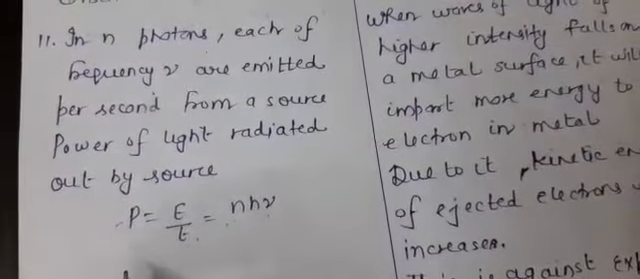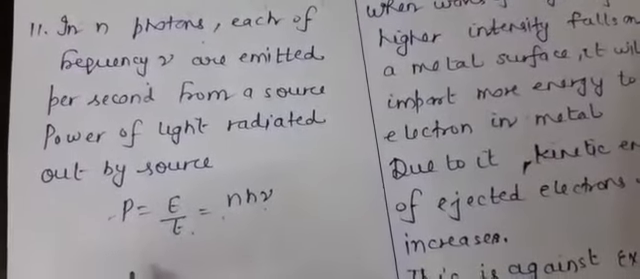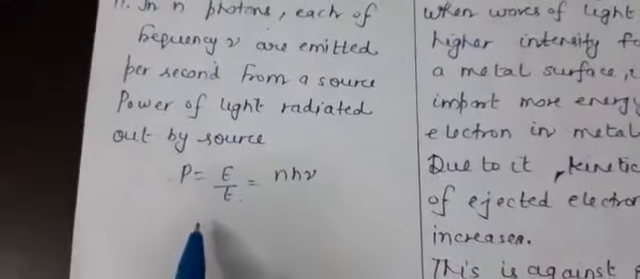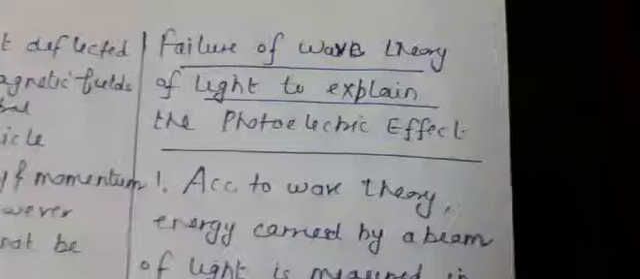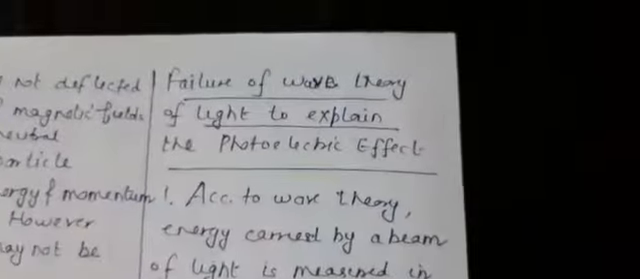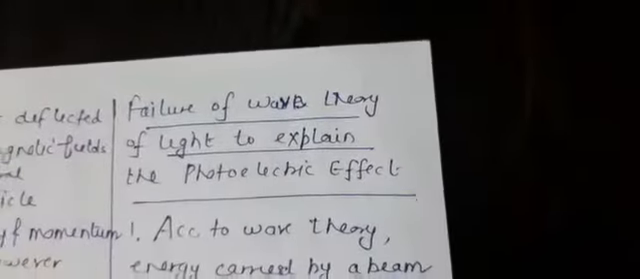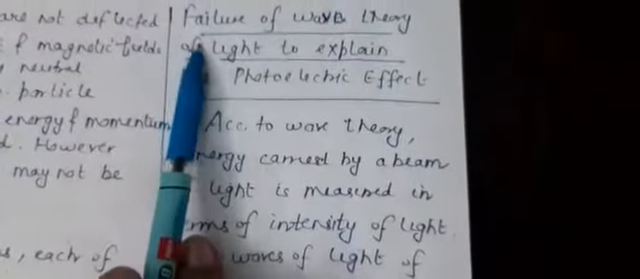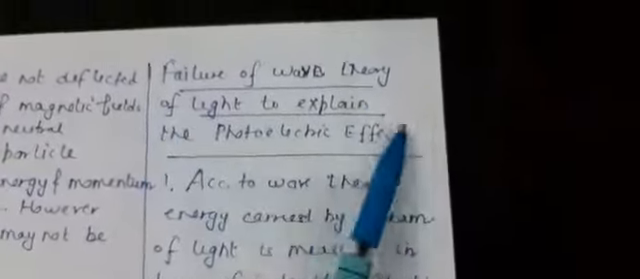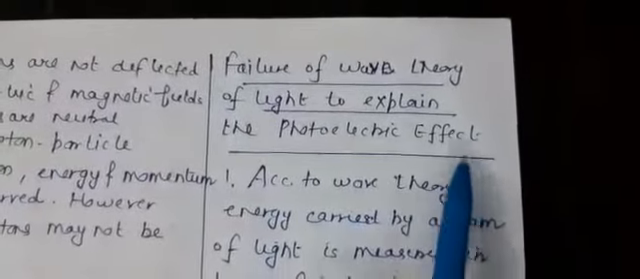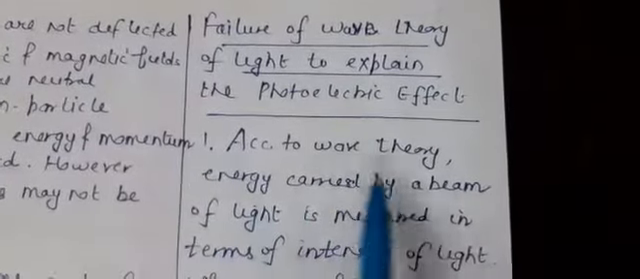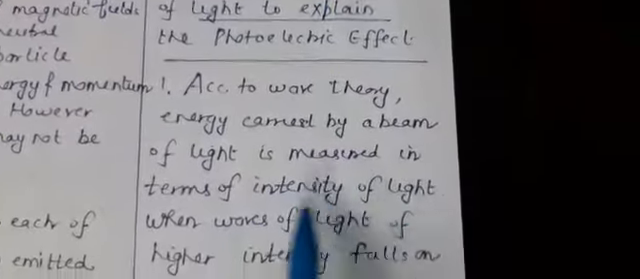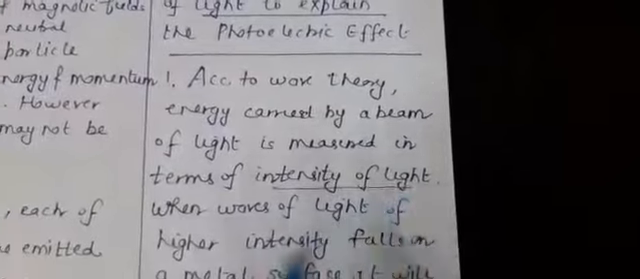Now, next important point that we have to discuss, that is, we explain this photoelectric effect, but wave theory is unable to explain different points which we have studied in photoelectric effect. So next point that we are discussing, failure of wave theory of light to explain this photoelectric effect. So what about wave theory? As per wave theory, energy carried by a beam of light is measured in terms of intensity of light.